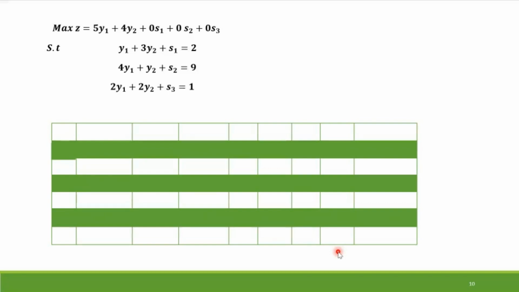So we will have these equations, okay? Giving the cost as 0 to these slack variables and converting these constraints to equality constraints.